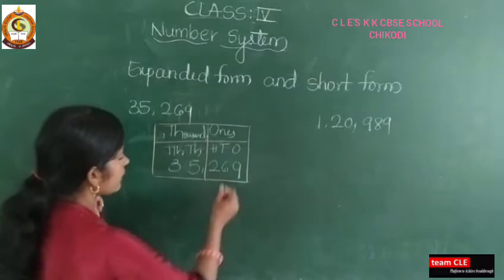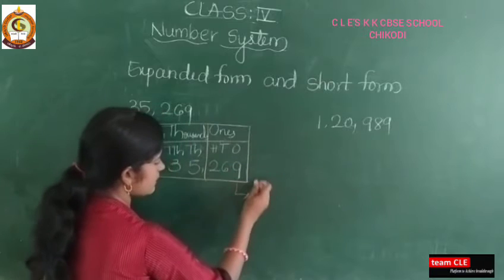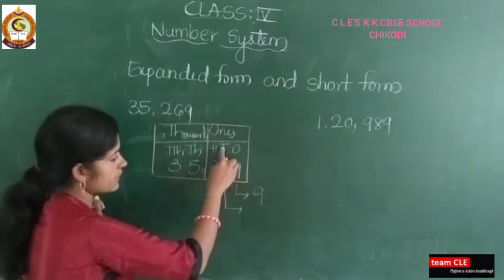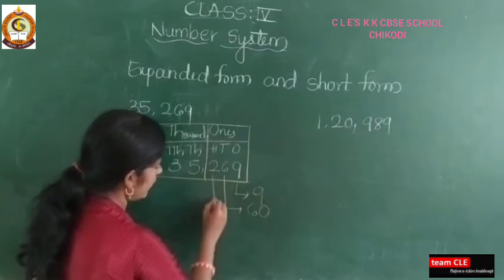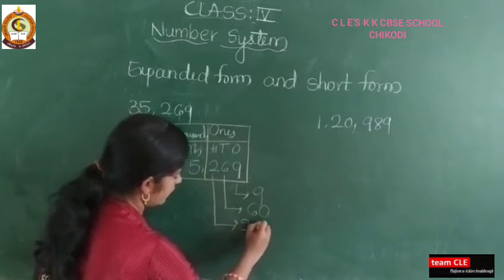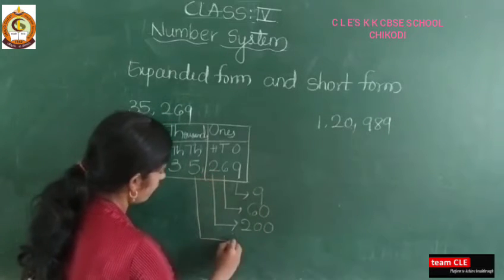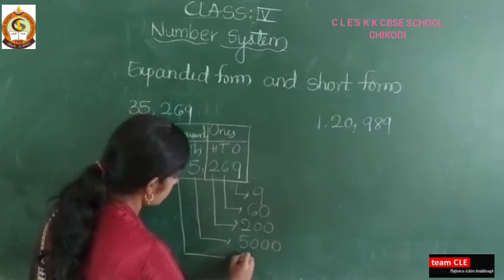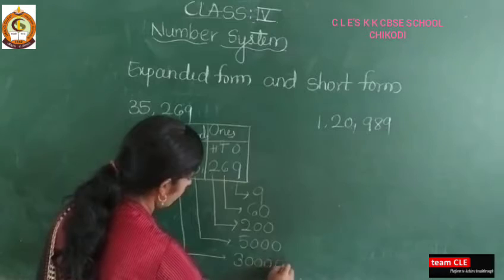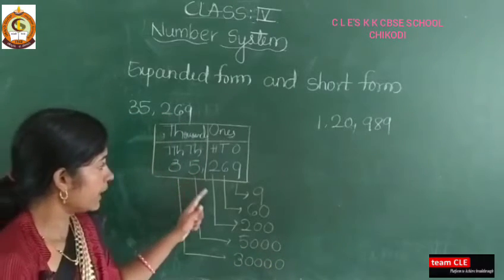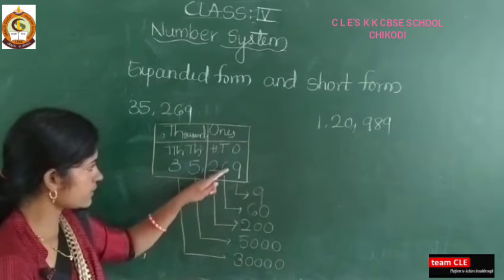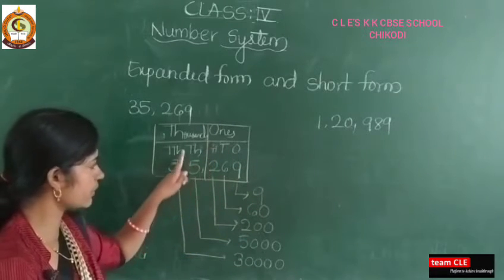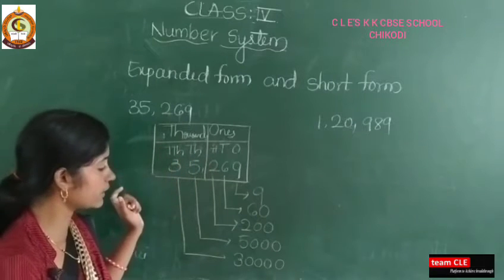So see here, what is there? 9 ones means it is 9. 6 tens means here 10 rupees 6 notes, it is 60. Next, 200s means you write here 200. Next, 5,000s means you write here 5,000. 3 10,000s means you write here 30,000. See here, place value means the position of the digit. 9 is in the ones place, 6 is in the tens place, 2 is in the 100 place, 5 is in the 1000 place, 3 is in the 10,000 place.